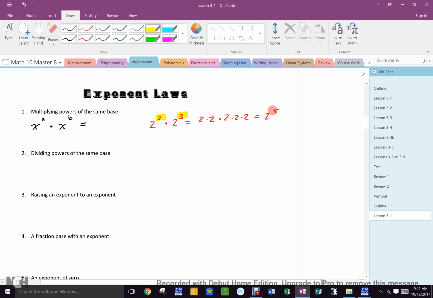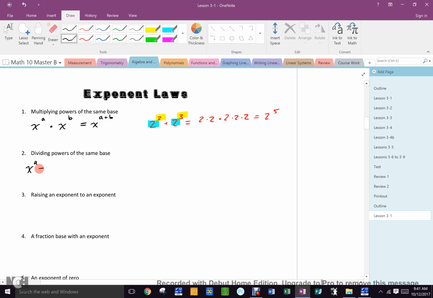Now that we're in the 10th grade and our exponents don't have to be numbers, what is the rule? It is x, and what do I do with the exponents? A plus b. Is everybody cool with that one? And that always applies. Please notice a mistake that a lot of kids make. They see 2, they see 2, they see times, and they tell me the answer is 4 to the power of 5. That's an error, isn't it? All right. So you guys are smart kids.